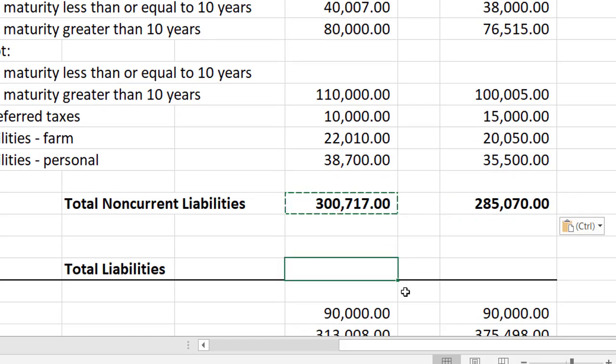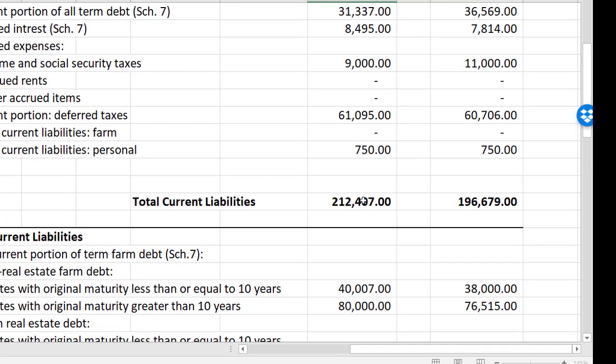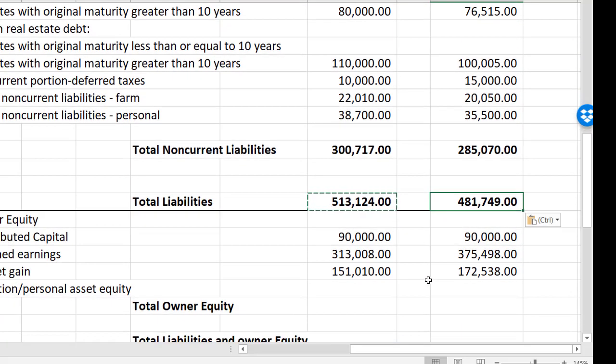Now I need my total liabilities, so I'm going to type an equal sign, and then I'm going to click on the $300,000 in the total non-current liabilities, a plus sign, drag up and click on the 2012 number for the total current liabilities, hit enter, and I've got my total liabilities. Control C to copy, Control V to paste, and now I have the total liabilities for both years.